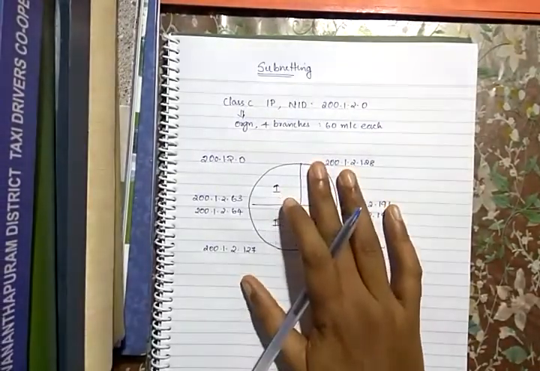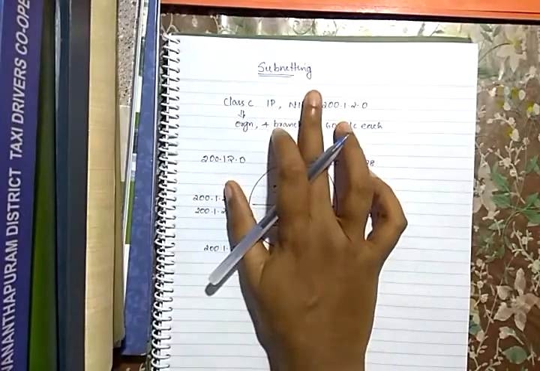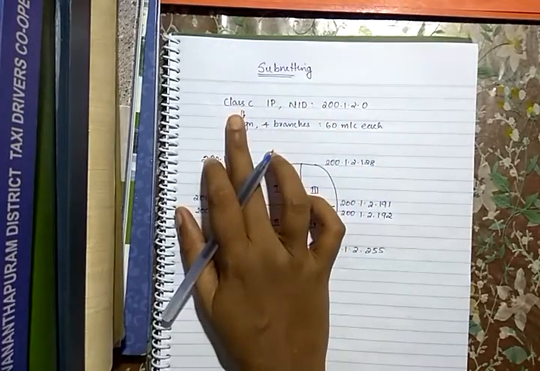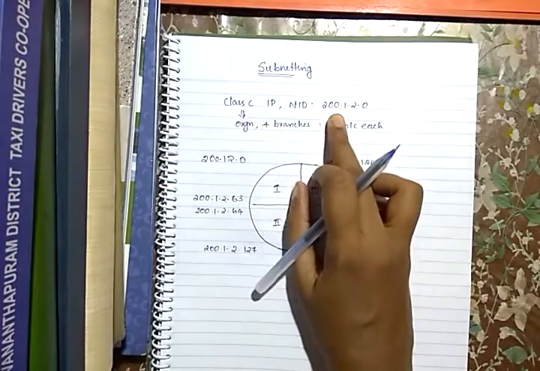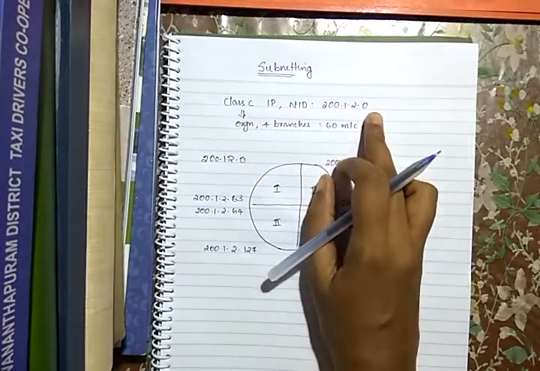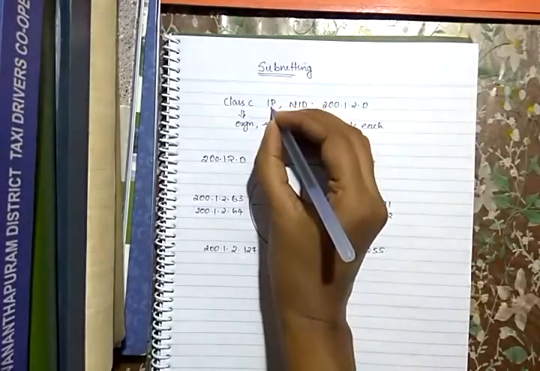Hello everyone. Let me explain the concept of subnetting. For explaining it, I am taking as an example a class C IP address, say with the network ID 200.1.2.0. So you remember what is the range of class C IP address?